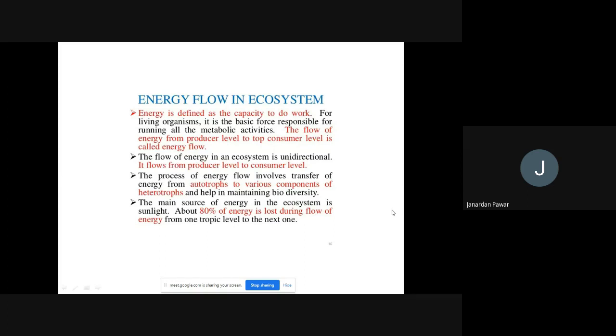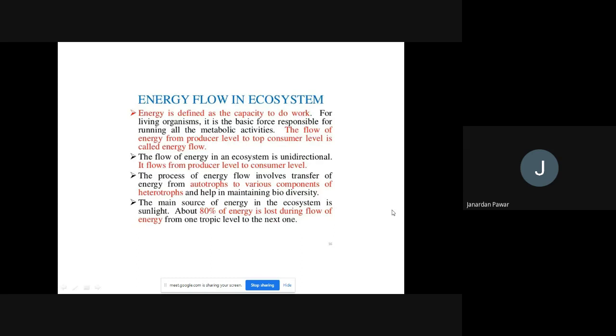For living organisms, it is the basic force responsible for running all metabolic activities. The flow of energy from the producer level to the top consumer level is called energy flow. So what sort of flow is there? See, the flow of energy from the producer level to the top consumer.